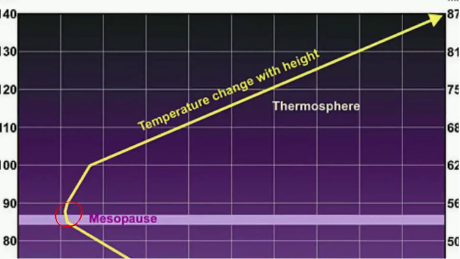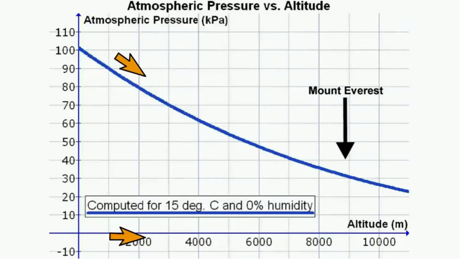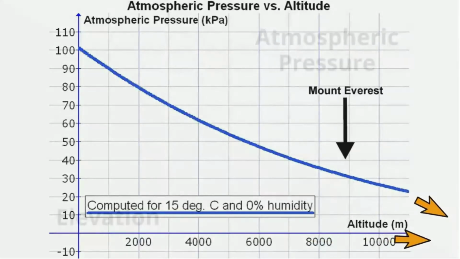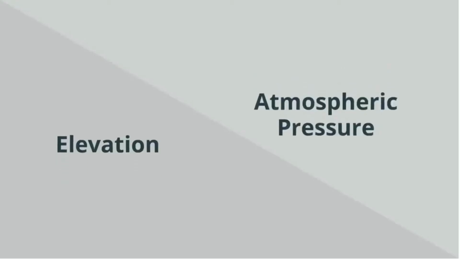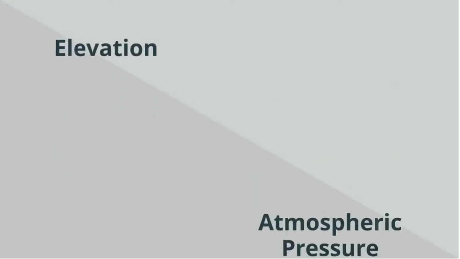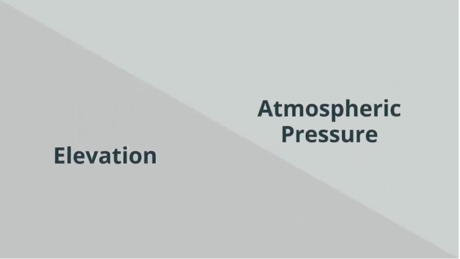Also, as you move from the troposphere to thermosphere, in other words, get higher in elevation, the atmospheric pressure decreases. So as you go up in elevation, the atmospheric pressure decreases. And as you go down in elevation, the atmospheric pressure increases.